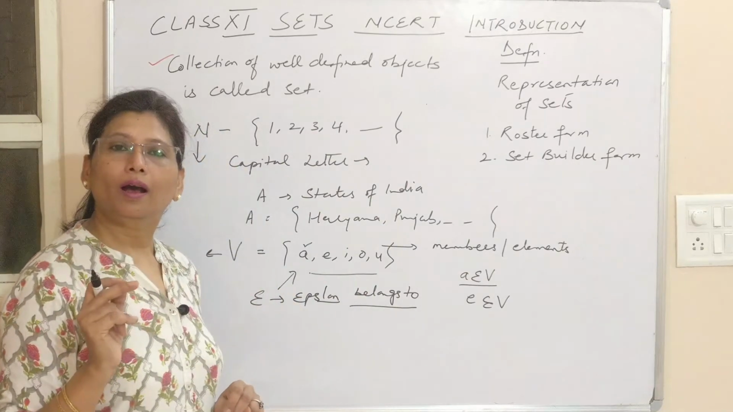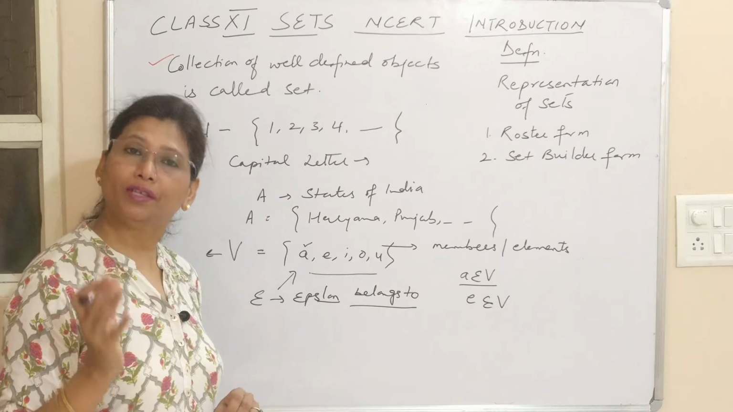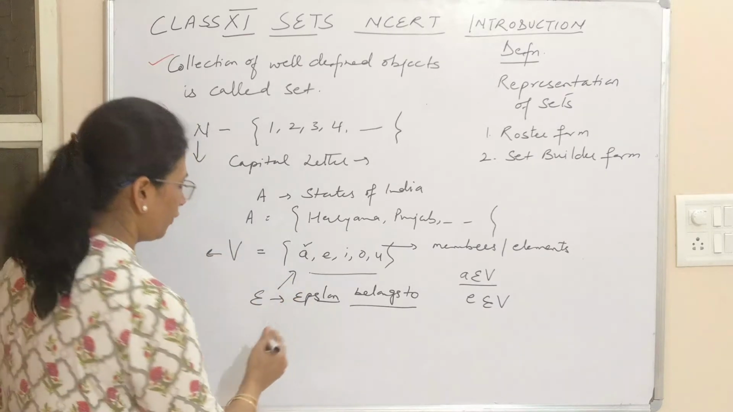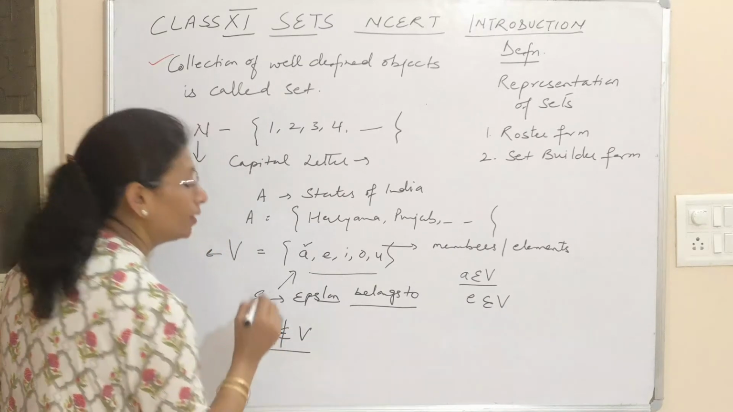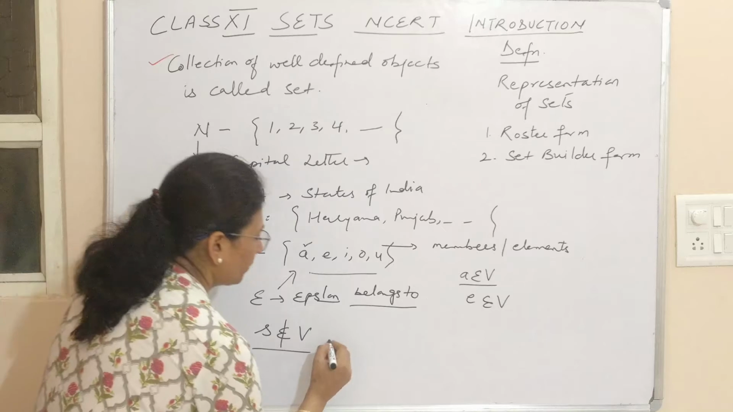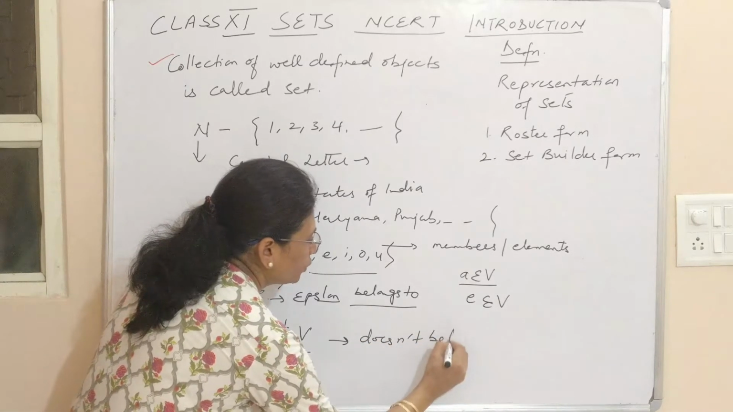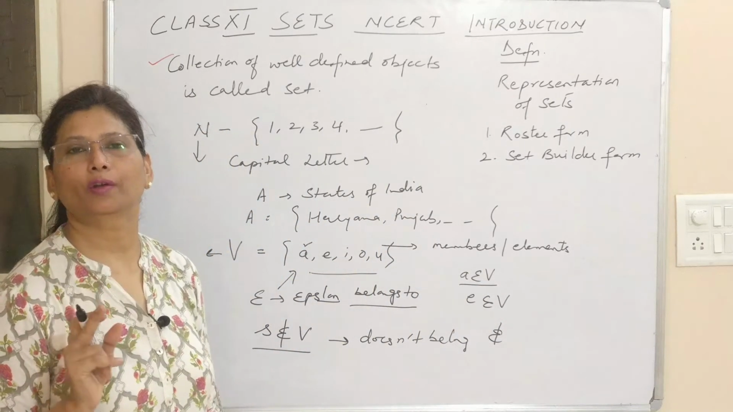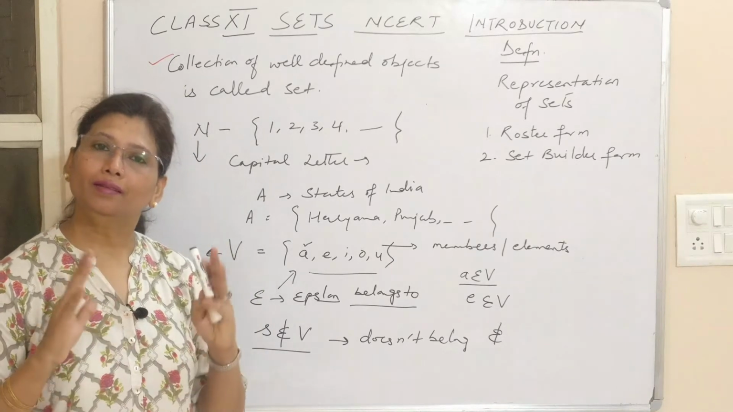Okay, suppose I say there is an element which is not a part of the set. So how do we relate it with the set of vowels? If I say S, then S does not belong to V. That is very simple. If that particular element does not belong, we just put a slash on this sign of epsilon. So these are important things regarding the set.